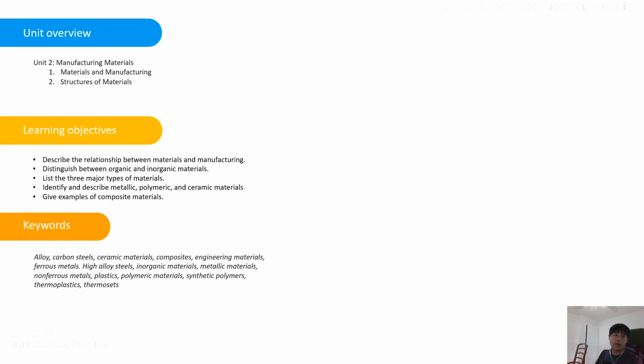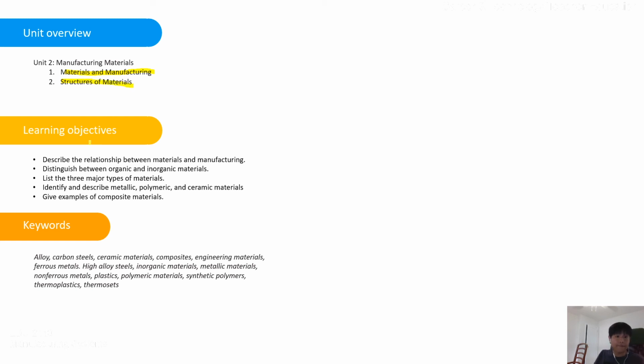This week I have two modules, and this is the first. I think these two modules will be tough to understand, because last week we just touched the basic concepts of manufacturing systems, but this week we're going to go into the scientific or engineering concepts of manufacturing. This module is material and manufacturing. In the second module, I will talk about the structure of materials.